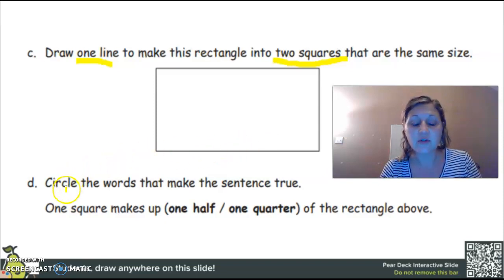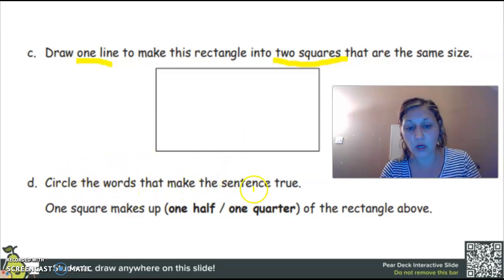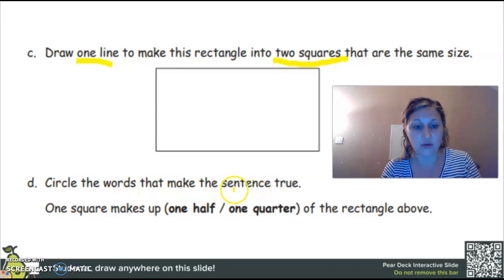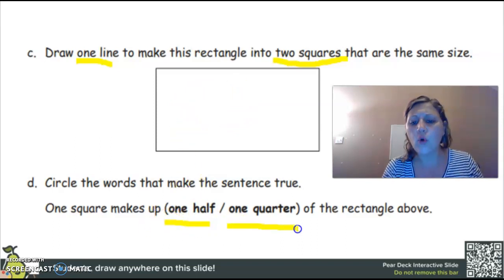Okay? After you do that, I'm going to need you to circle the words down here to make the sentence true. One of those squares that you made up here, does it make 1/2 or 1/4 of the rectangle above? It either makes 1/2 or 1/4. Circle the words that make the sentence true.